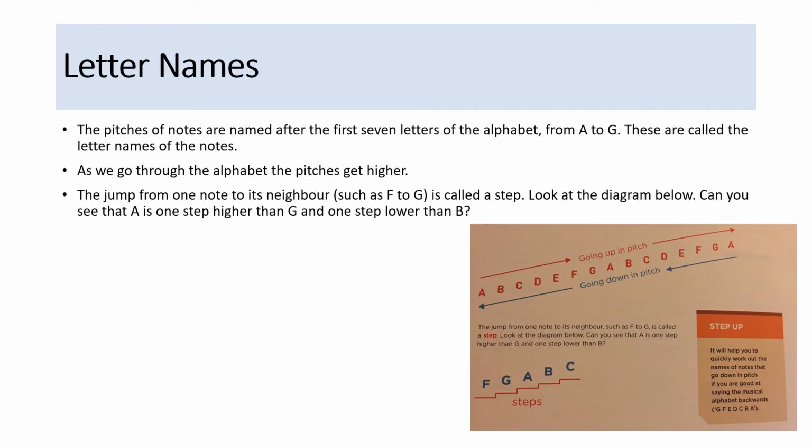As you go through the alphabet, the pitches get higher. So A is lower than B. B is lower than C. C is lower than D, and so on and so on.